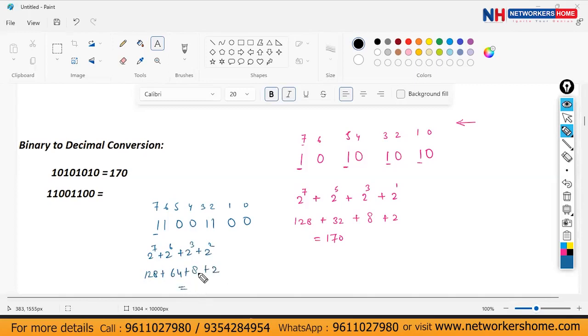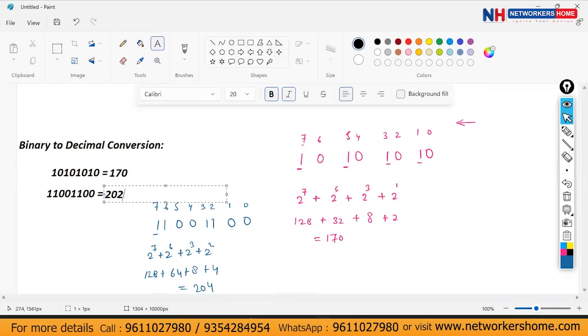And if you add these numbers, what is the value? 202? 204? It is 128 plus 64, 192. Okay, sorry, my mistake. This is 2 raised to power 2, so 2 raised to power 2 is 4. So it will be 12, and 192 plus 12 is 204. Is it clear? We can convert decimal to binary and binary to decimal.